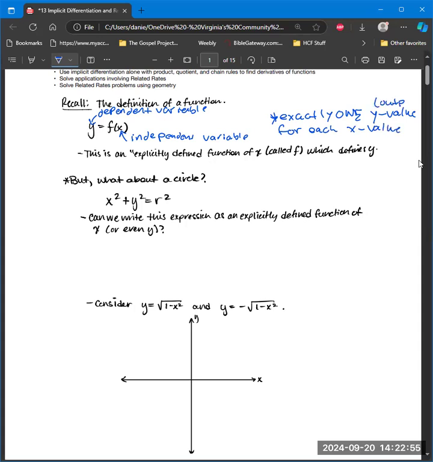Output, input, if you want to think of it that way. Every input has exactly one output. This is an explicitly defined function of x called f, which defines y. It's explicit because we get y all by itself on the left-hand side, and everything that's not y, the constants and x's, are on the right-hand side.